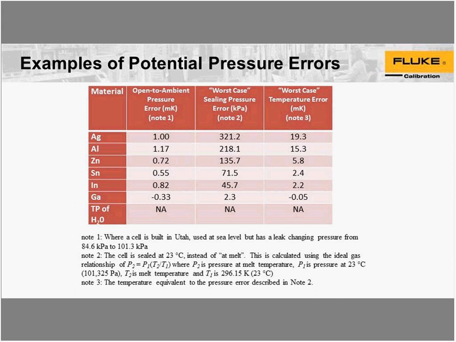So this is a worst case scenario, but potentially in an open cell as well, the pressure could be established while the cell is at room temperature mistakenly, and then when it's ramped up to its melt temperature, this is how much the temperature could change.